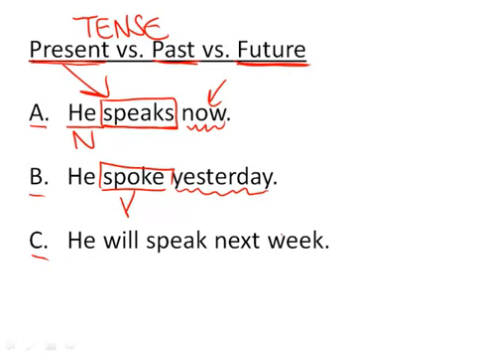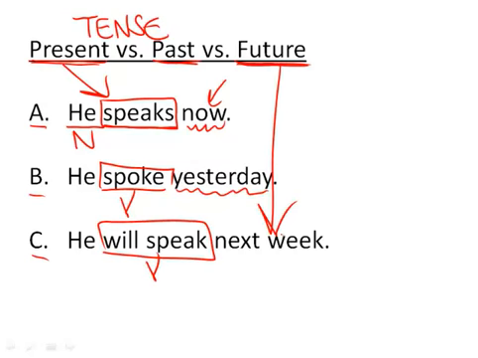Finally, C, he will speak. This is something that's going on in the future, specifically next week. So we know that this verb here, and it is the combination of will and speak, is the future. So again, A is the present, B is the past, and C, the future. So now we have important parts of the verb: when it happened, or the tense.